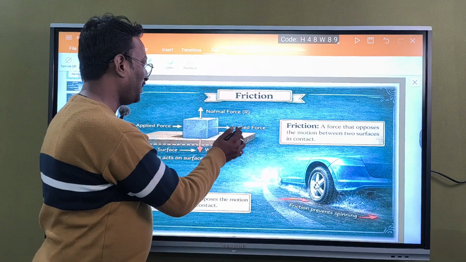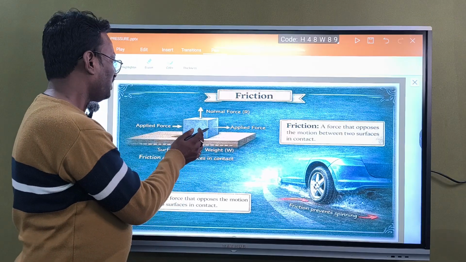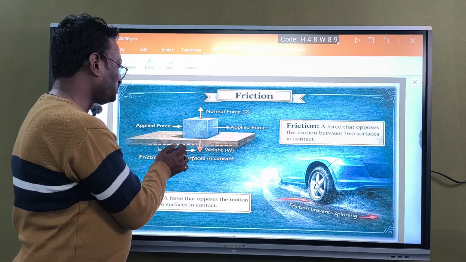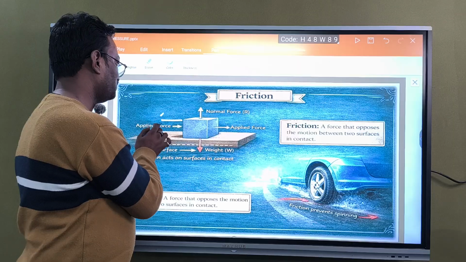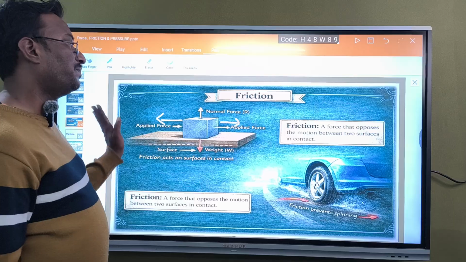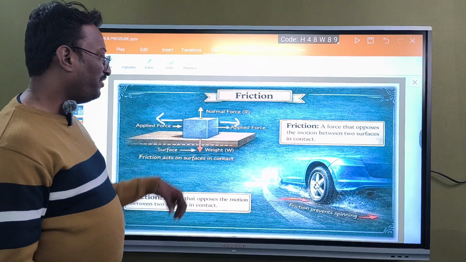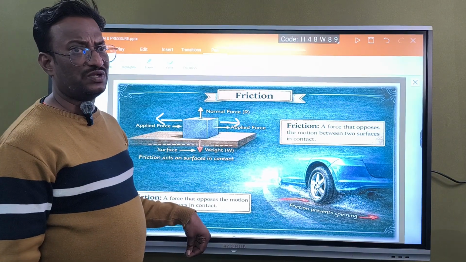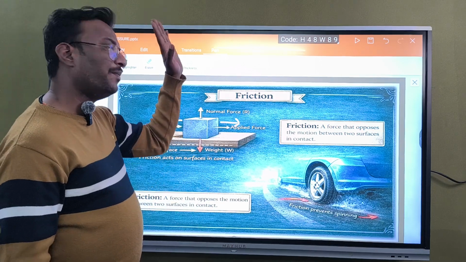So, normal force, applied force, friction will be at any time in the opposite direction to the applied force. If the applied force is in this particular direction, the frictional force will be in the opposite direction. And weight will be in the downward direction due to acceleration due to gravity, and normal force will be in the opposite direction.